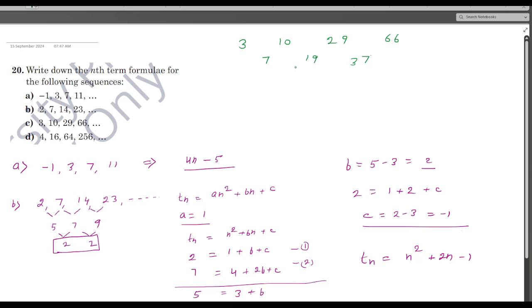Now here if I see the differences between the differences, they are 12 and 18, and the difference is 6 at the end. But at the end I should have at least 2 terms to have an idea of which kind of sequence it is. But so far it seems that it could be a cubic sequence.